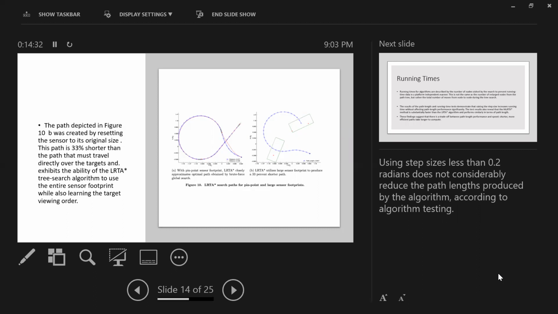In this figure, we can see the LRTA* search paths for pinpoints and large sensor footprints. Figure A explains the pinpoint plots for approximately optimal paths.